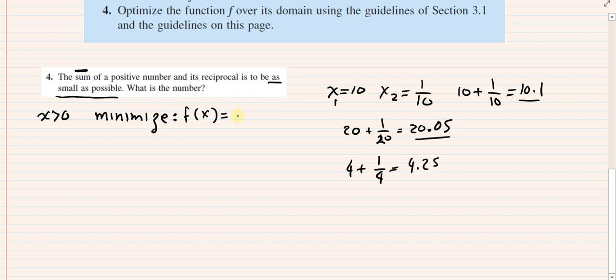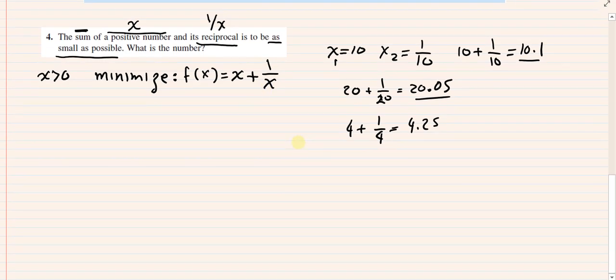The sum of a positive number, we call that x. So that's x. The sum of its reciprocal is 1 over x. Right? So there we pretty much dissect the word problem. And it's going to be x plus 1 over x. Now, we want to minimize this.